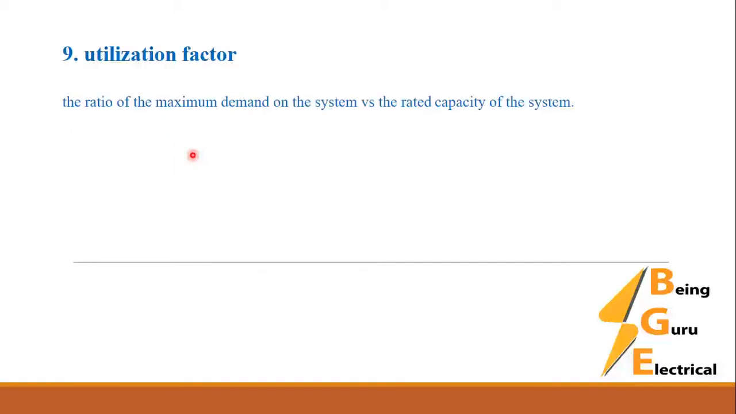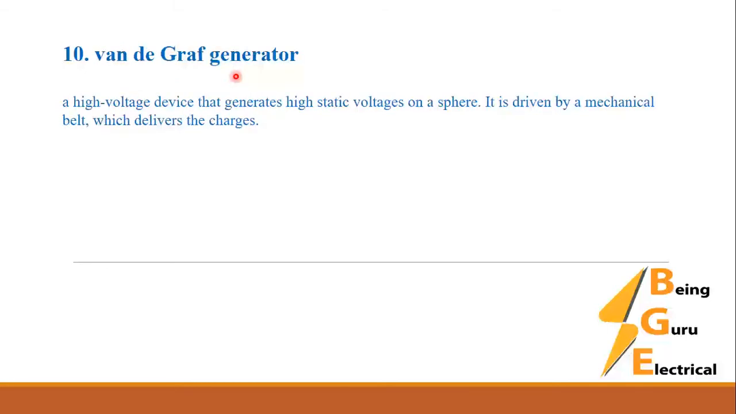Utilization factor: the ratio of the maximum demand on the system to the rated capacity of the system is called the utilization factor. Number 9 we have the Van de Graaff generator.